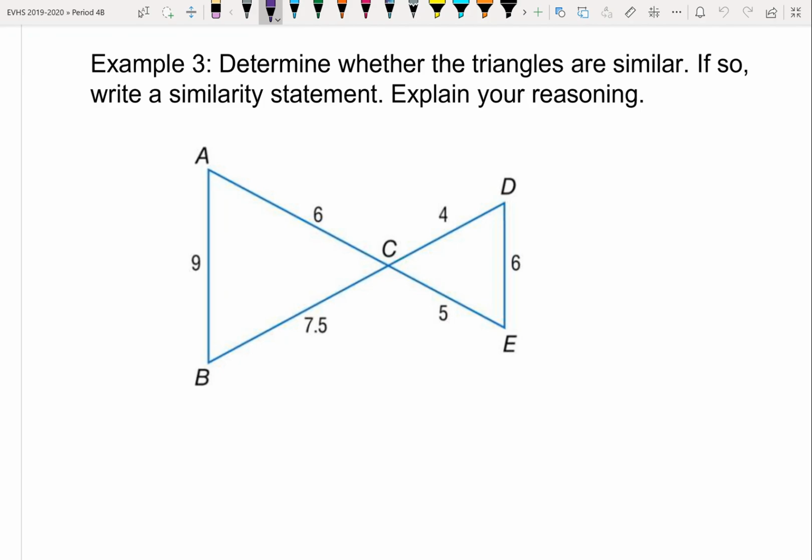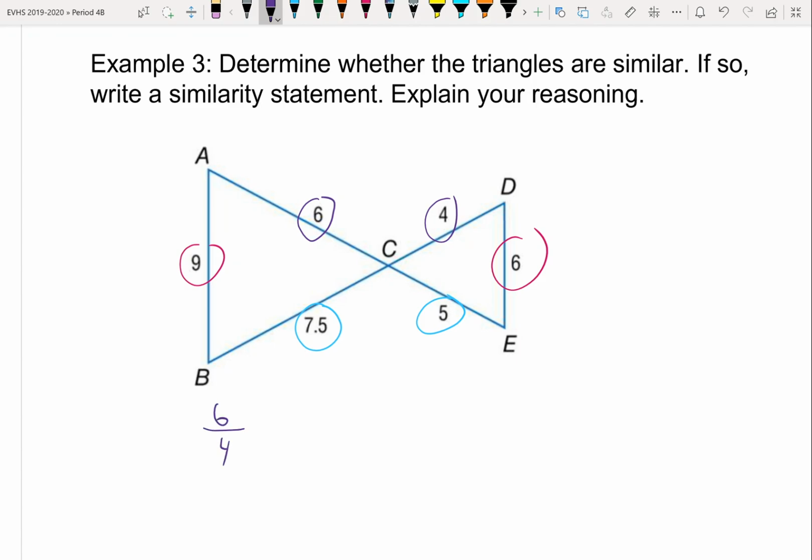When I'm looking at triangle ABC, it looks like 6 is my short side. Over here on the right-hand triangle, looks like 4 is my short side. Medium over here is going to be 7.5, and then 5, and then long, do that in pink, is going to be 9 and 6. I need to test those proportions, short, medium, and long. So again, it doesn't matter which one you choose as long as you are consistent with your fractions. I'm going to, in this case, put my left ones on top or in the numerator every time.